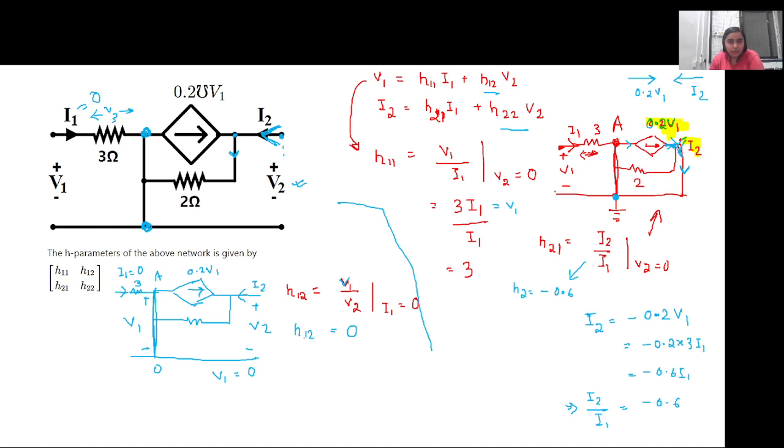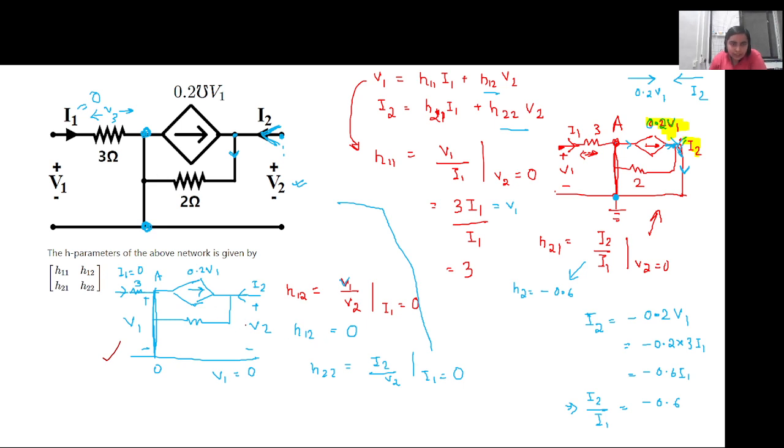Now H22. H22 will be equal to I2 by V2 with I1 equal to 0. So I1 equal to 0 is exactly the same circuit which I have drawn here. Now we have to calculate I2 by V2.